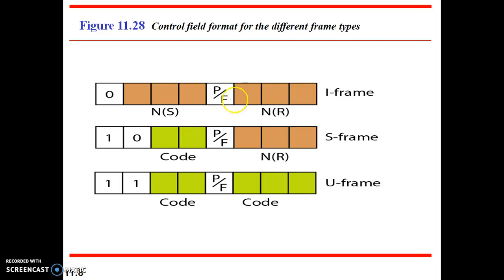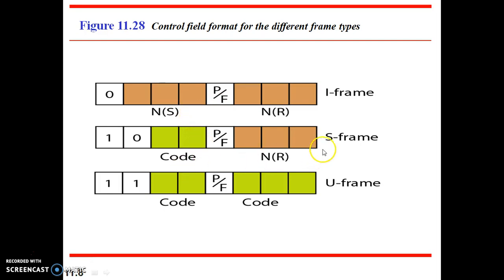If the bit is set to 1, it is either P, that means poll, or F, which means final. P is set to 1 when the frame is sent from the primary station to the secondary station. F, that is final, will be set to 1 when the frame is sent from the secondary station to the primary station.